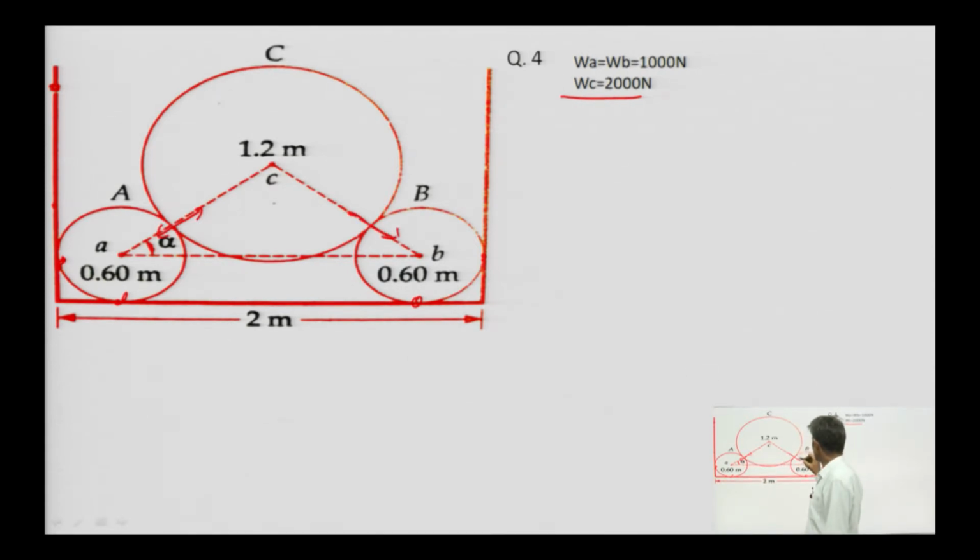These are the contact points. How many contact points? 1, 2, 3, 4, 5, 6 contact points are here. Then 6 types of reactions need to be calculated.